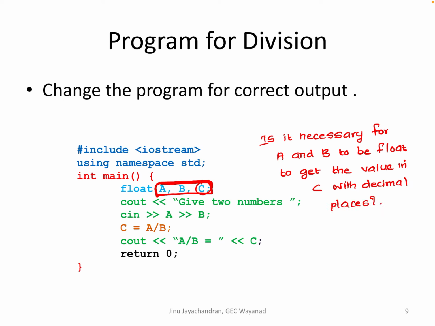So my question is, can I have something like this? int A, B; float C; C is equal to A by B. If I do this, will the value in C be in decimal places? That's the question. So you can just check it out.